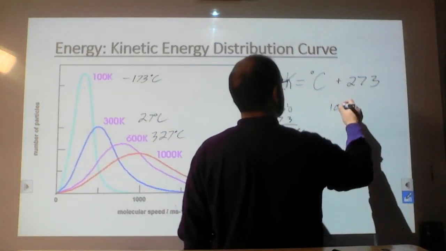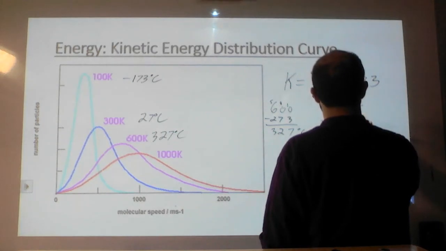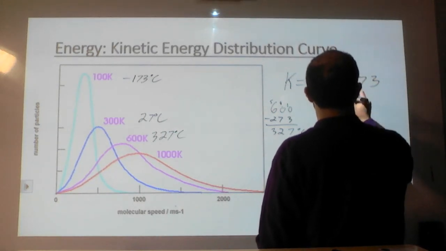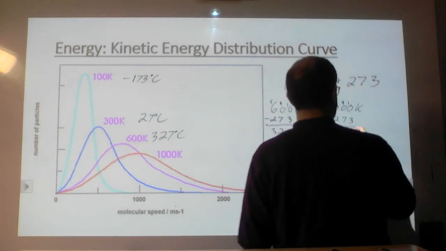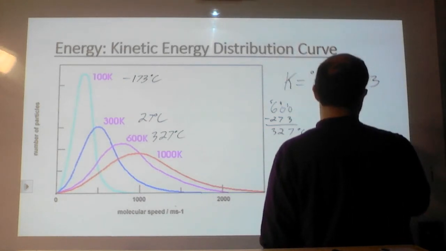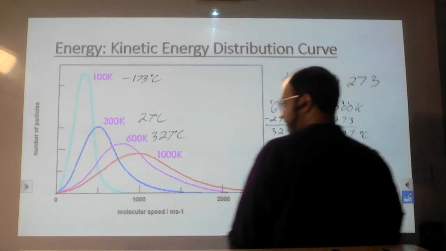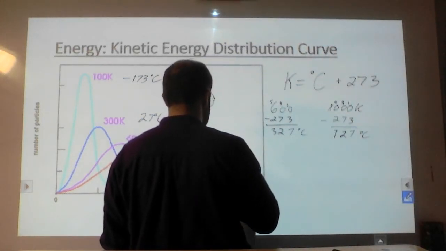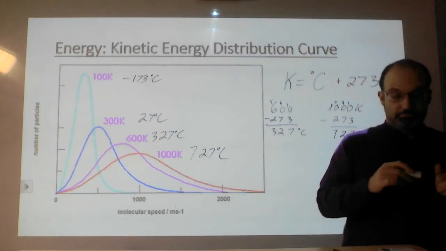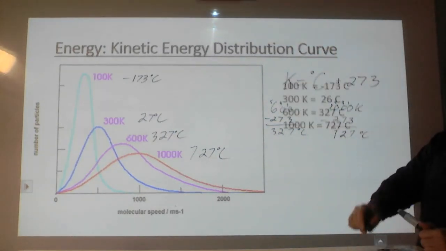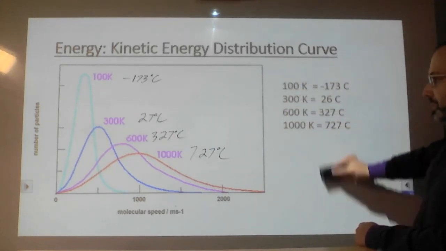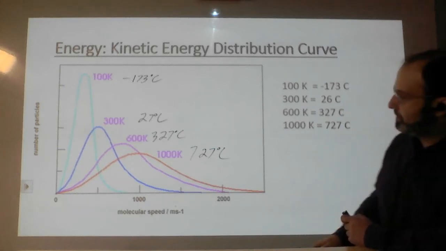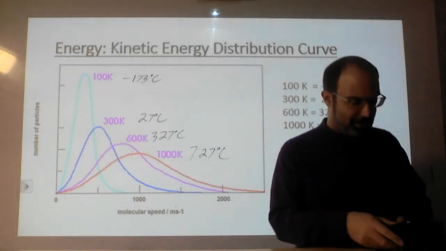And finally, we've got ourselves 1,000 Kelvin. Minus 273. 727 degrees C. Let's see, did we get it right? Negative 173, 27, 327, and 727. All right.